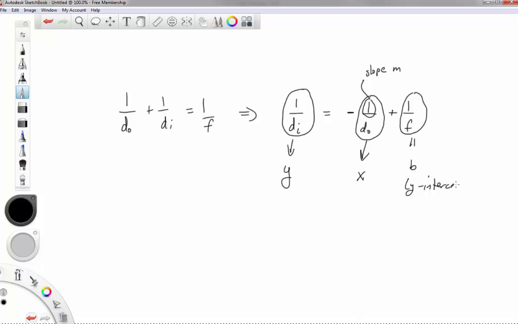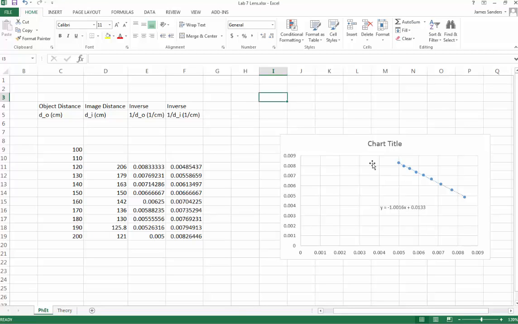So this is the y-intercept from the graph. So pull up this graph again. This was our y-intercept value. So I'm going to go ahead and make two new rows here. The first one is going to be my 1 over f row, and that's inverse centimeters. The second one is going to be f in centimeters. So 1 over f I'm going to do by just reading off this number.